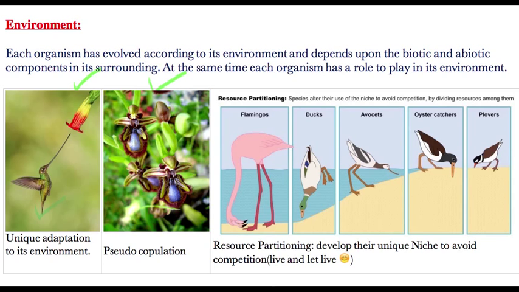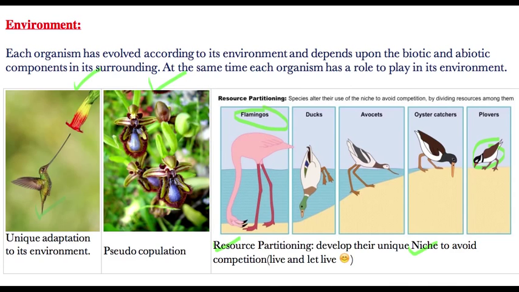Then we will have something called resource partitioning. What is that? See, if multiple species try to have access to the same resource, then there will be a lot of competition and one might get eliminated. So they have adapted themselves to different niches, so to say. Niches are, you can say, some particular areas. For example, these plovers are nearer to the shore, and the flamingos can go further because they have a bigger neck and a particular type of beak. Similarly you can see other seabirds. Okay, so this is called resource partitioning.